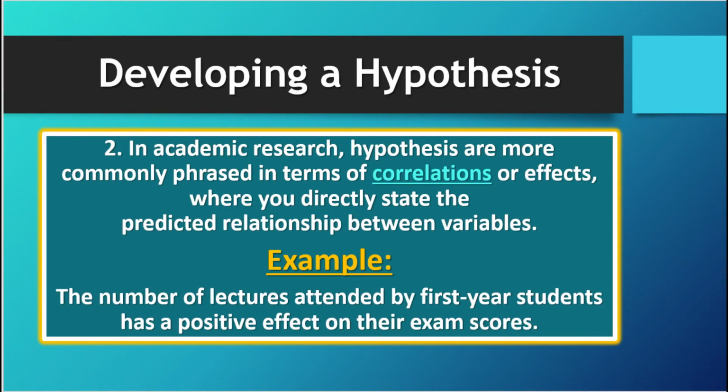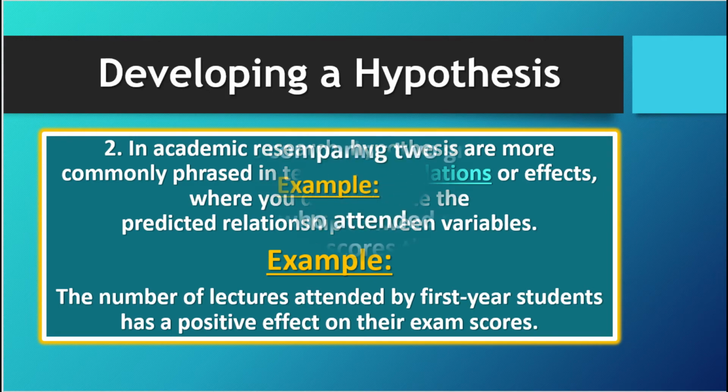Second way, in academic research, hypotheses are more commonly phrased in terms of correlations or effects, where you directly state the predicted relationship between variables. For example, the number of lectures attended by first year students has a positive effect on their exam scores. So you have to state here whether the relationship is positive, negative, or no relationship.